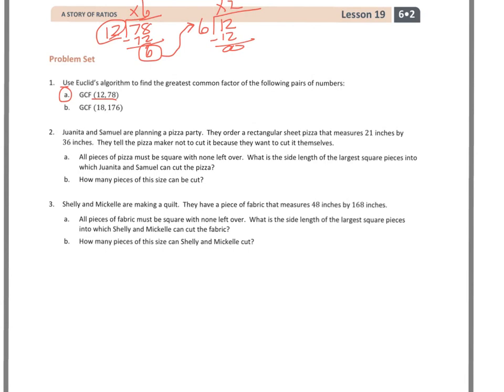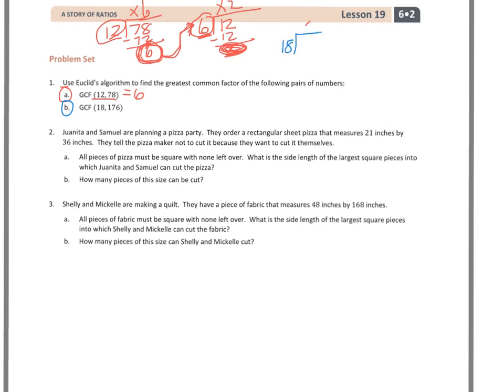So now my greatest common factor is the divisor that gets me to 0. So the GCF here is 6. Because I take this 6 as my remainder and I use it here. But since I got 0, it goes in evenly. That's my GCF. If I got a number here like 3, I would have to bring it over and do it again. So let's take a look at B now, and we'll do this one up above.